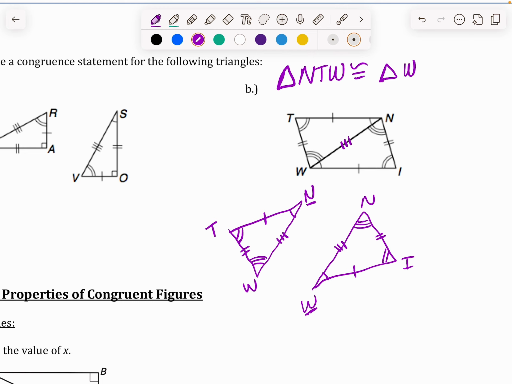And then I and T are the same, so I would come first. And then W in the first one is N in the second one. So it would be NTW is congruent to triangle WIN. So just matching up those congruent pieces is really important. Looking at the angles that go together is the easiest way to do that.